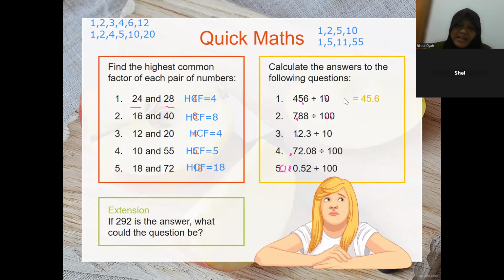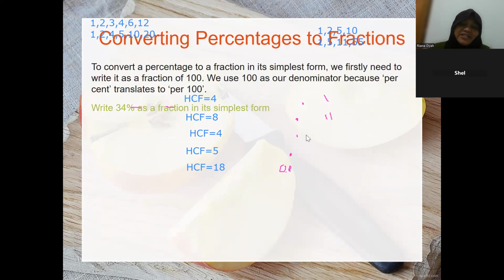So it's going to be 45.6, 7.88, 1.23, and 0.7208. And the last one is 0.0052. Correct, Selby.